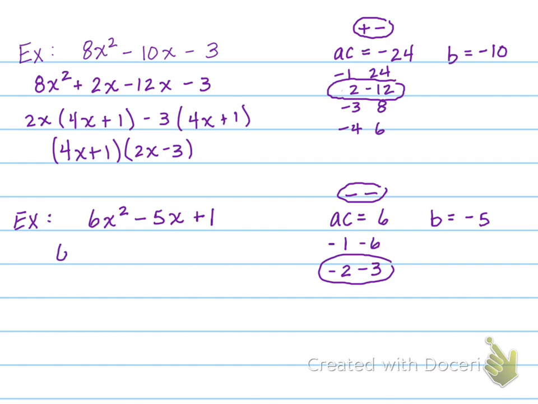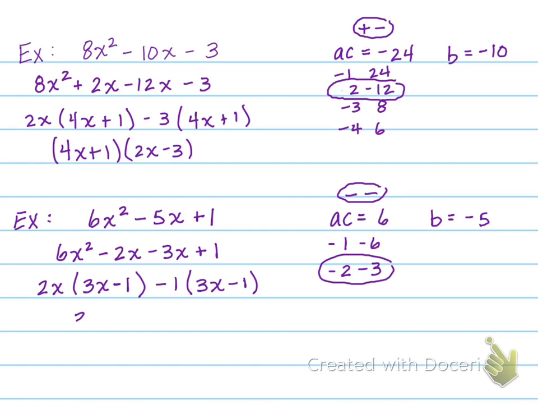So we have 6x squared minus 2x minus 3x plus 1. Factor out a 2x. And then we have 3x minus 1 times 2x minus 1.